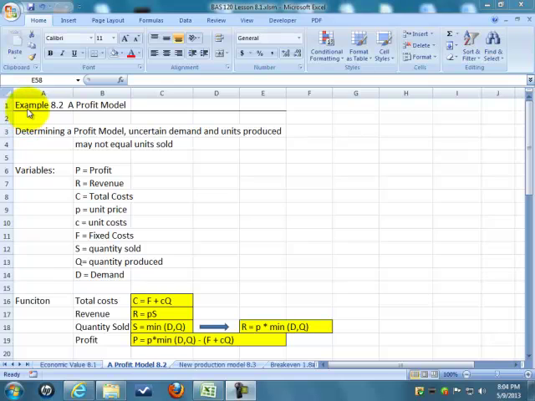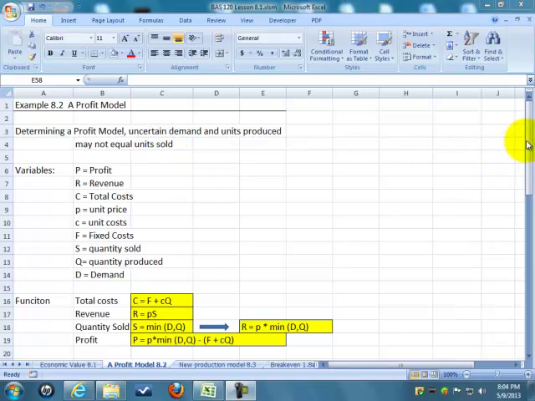Business BAS 121. We're going to go through Chapter 8, Example 8.2, a profit model. And these Excel worksheets are all in your Blackboard site. You can download and follow along with me. So in this example, they're talking about determining a profit model.